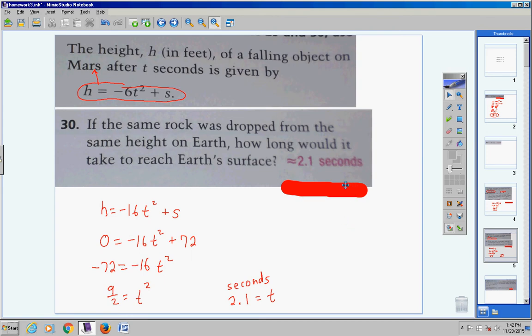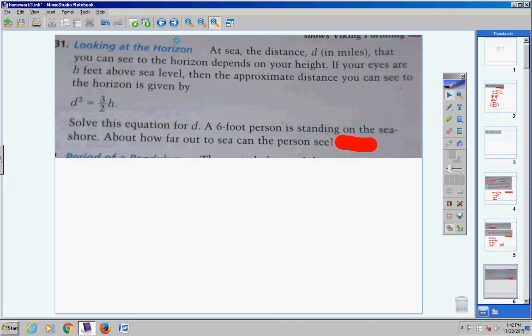2.1 seconds. Okay. Moving on, number 31. At sea, the distance in miles that you can see to the horizon depends on your height. If your eyes are h feet above sea level, then the approximate distance you can see is given by this model right here. Notice your d is in miles, and your h is in feet.